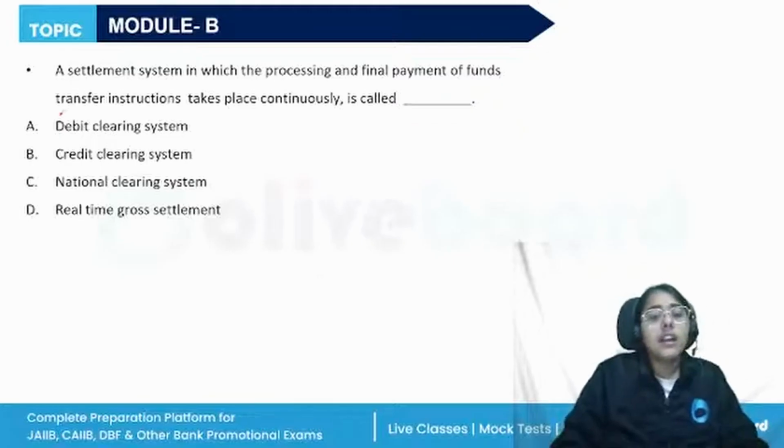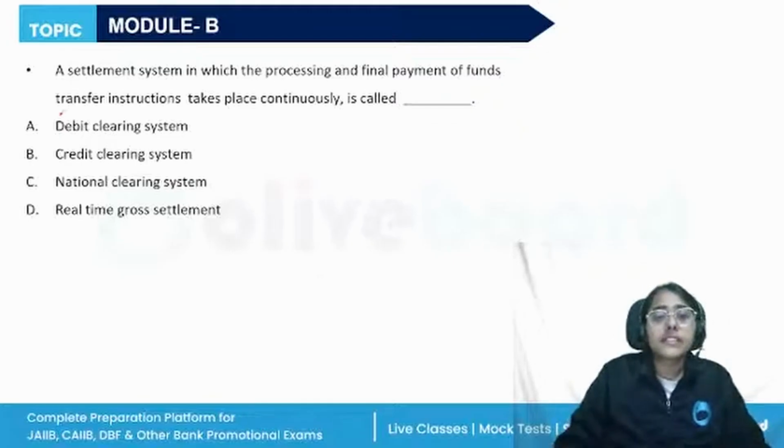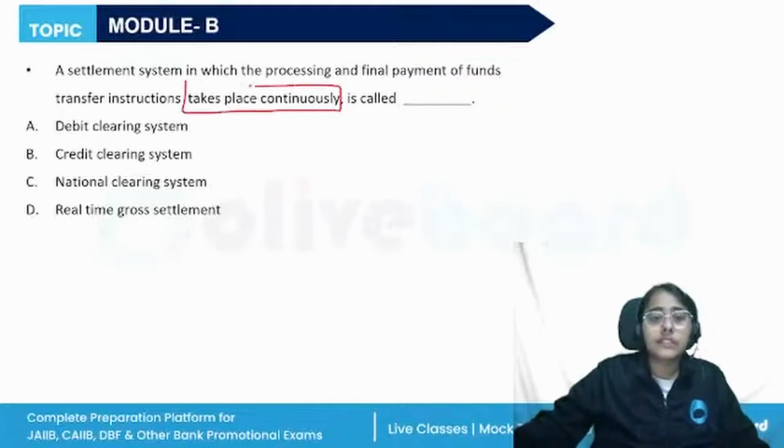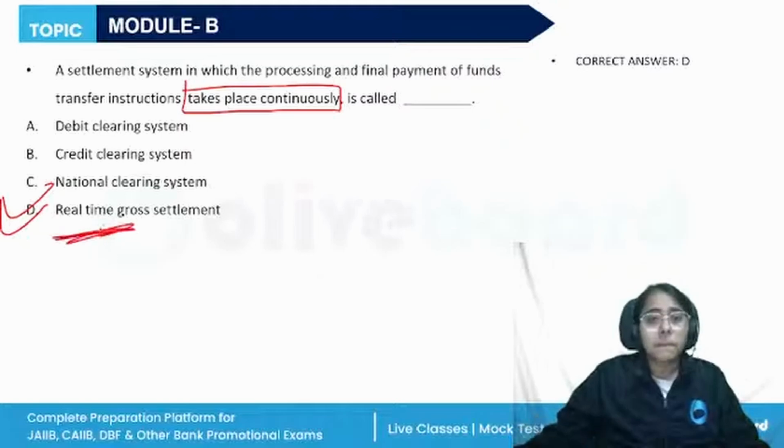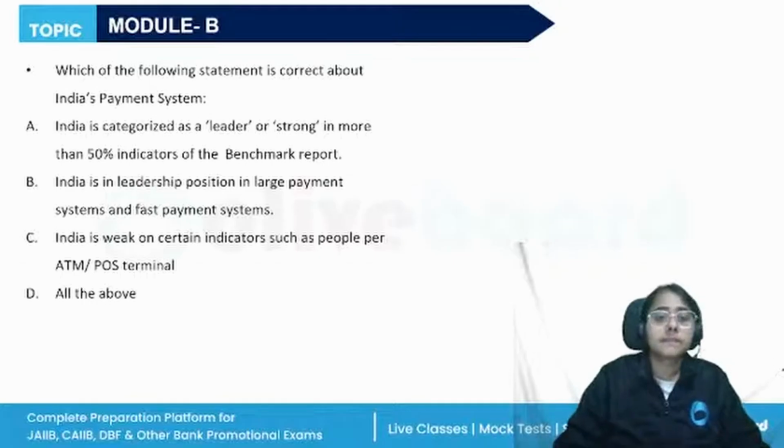Next question. A settlement system in which the processing and final payment of fund transfer takes place continuously. So continuously. We have seen that we have two payment systems. One works on the deferred net basis, another works on the real time continuous basis. So it is the real time gross settlement, right? On a one to one basis, there are no batches created or time limits. On a 24/7 individual basis, the transactions will be completed. So the transfer instructions take place continuously.